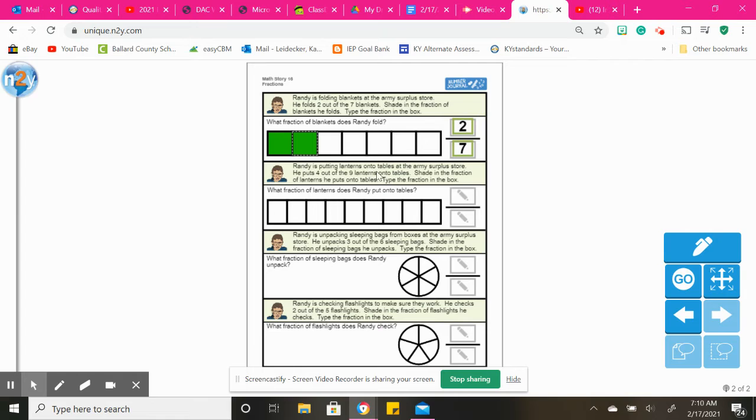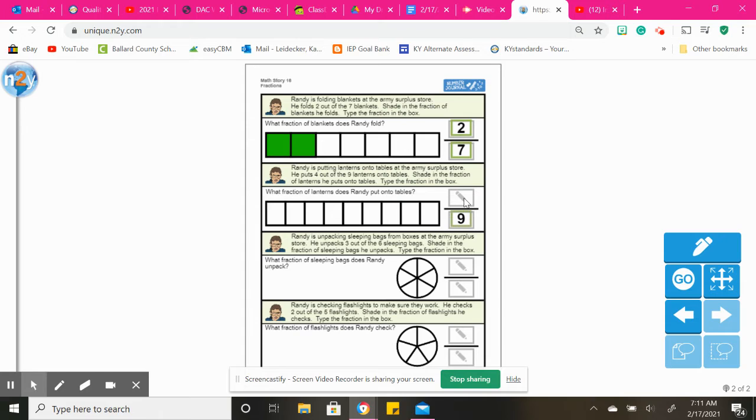Randy is putting lanterns onto tables at the Army Supply Store. He puts 4 out of the 9 lanterns onto the table. Okay, so I know my whole is 9. There are 9 lanterns he has to put on the table, but he's only done 4 of them. So my numerator then is going to be 4.